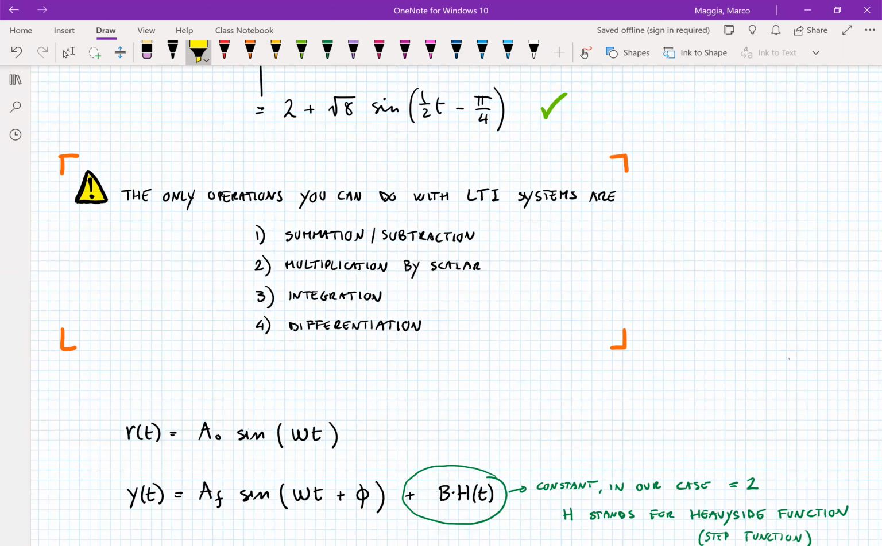Okay, so here just a little note that the only operations that you can actually do when dealing with linear time invariant systems are summation and subtraction, multiplication by scalar, integration, and differentiation. In order to build the output starting from the input, in this example that we've just seen, we used a multiplication by scalar and the integration and then a summation.